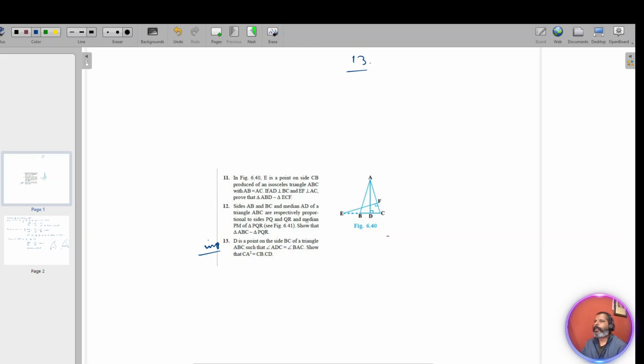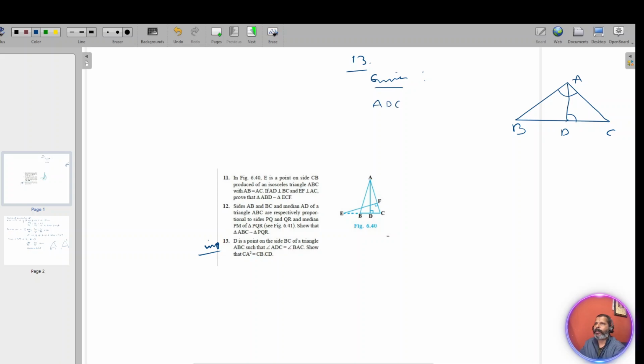Let's see. D is a point on the side BC of a triangle ABC such that angle ADC and angle BAC are equal. So there is no figure given. We just draw the figure here. Okay. D is a point on the BC, right? So D is the point. I'll say BC here, A here, AD we join it. Such that this ADC is equal to BAC. This whole is given. We have to prove CA square is equal to CD into CB. Let's see.